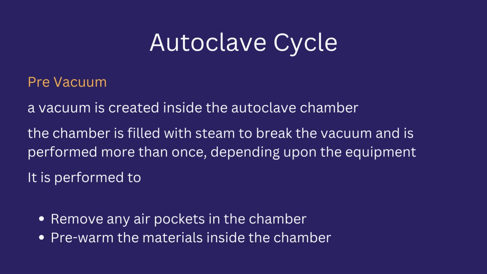Pre-vacuum. In the pre-vacuum stage, a vacuum is created inside the autoclave chamber by removing all air inside through a vacuum pump. After the vacuum of the desired value is achieved, steam is filled into the chamber to break the vacuum. There are two main reasons for the pre-vacuum. First is to remove any air pocket inside the chamber, because these air pockets restrict the flow of steam in them and thereby offer resistance to achieving high temperature.